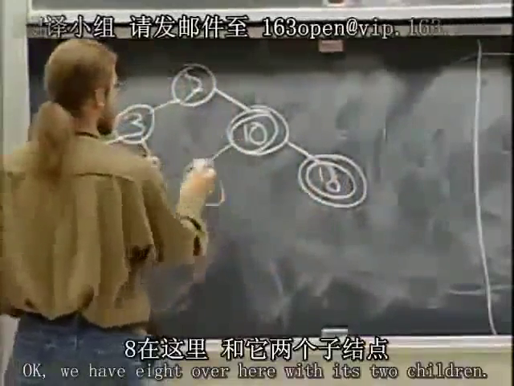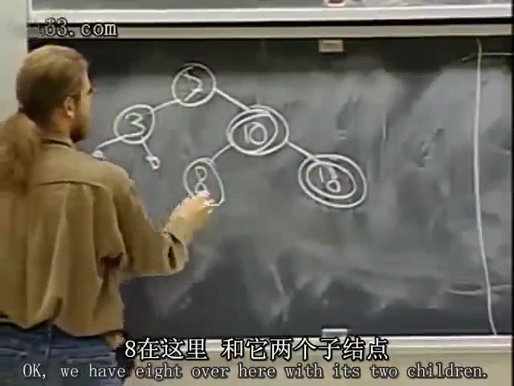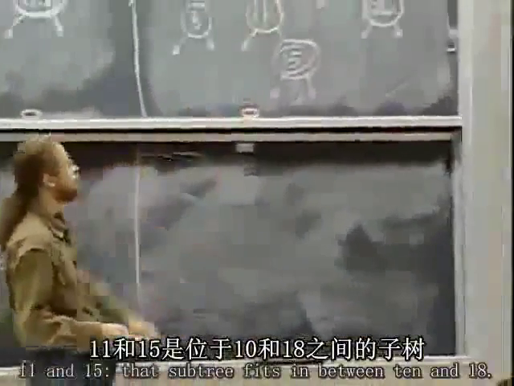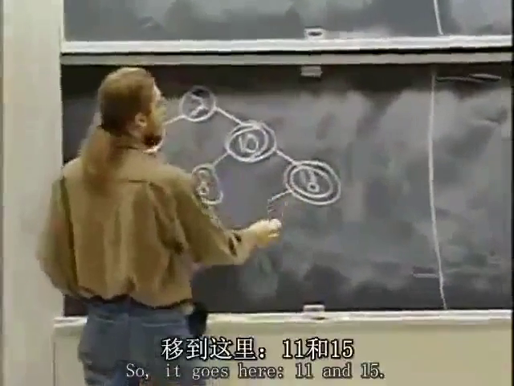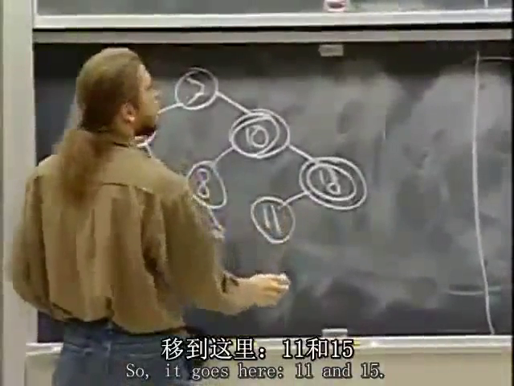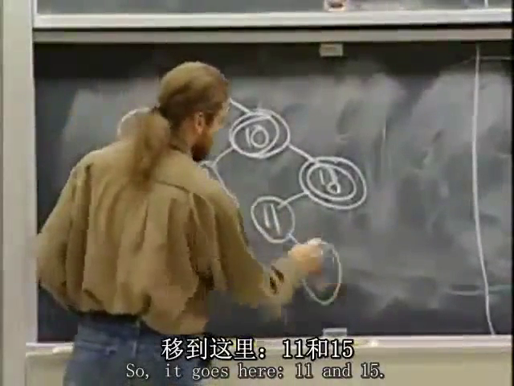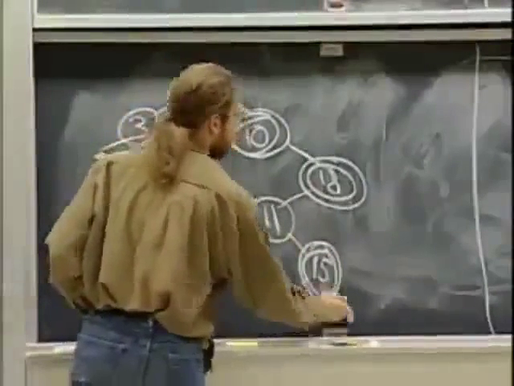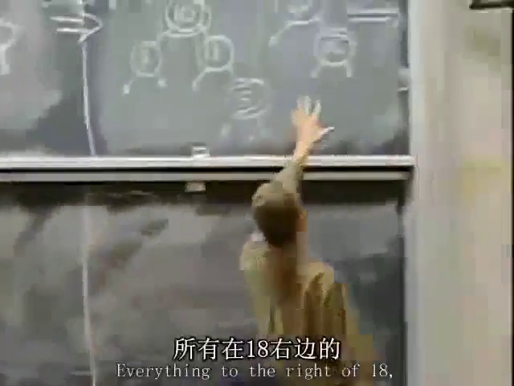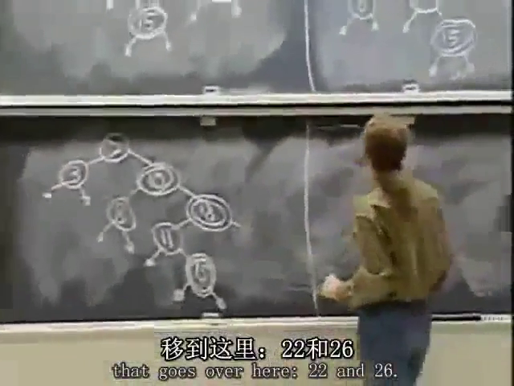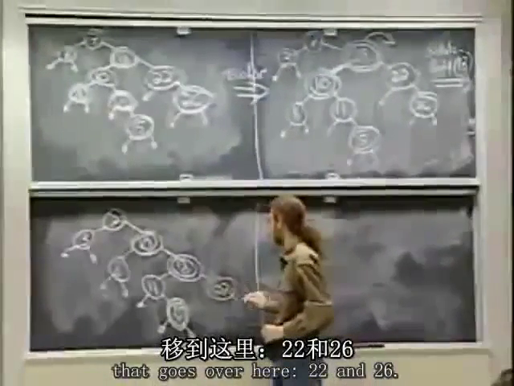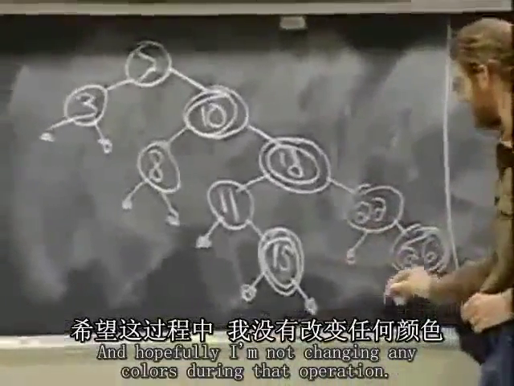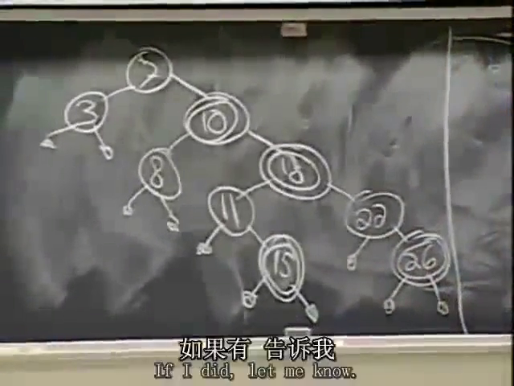Okay, we have 8 over here with its 2 children, 11 and 15. That subtree fits in between 10 and 18, so it goes here. 11 and 15. And then there's the right subtree, everything to the right of 18, that goes over here. 22 and 26. And hopefully I'm not changing any colors during that operation. If I did, let me know.